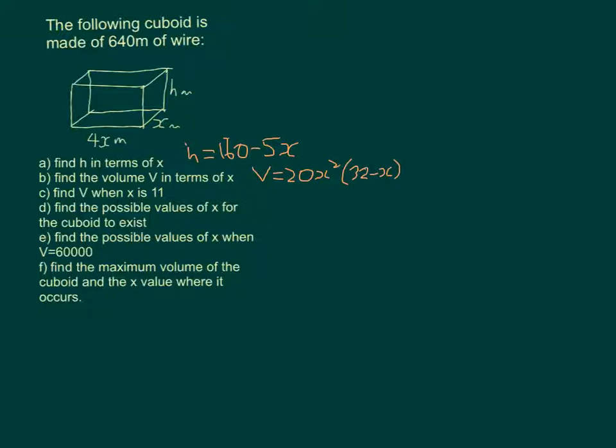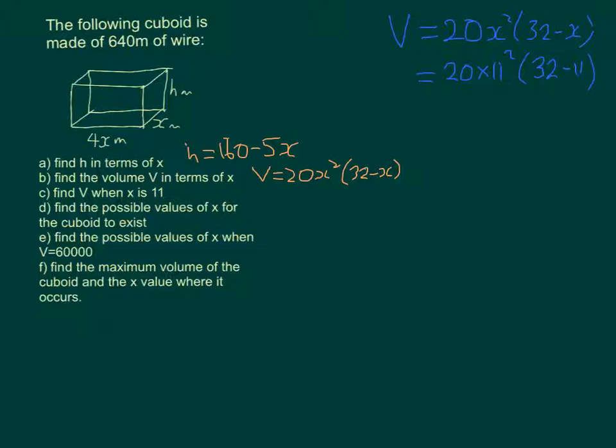Okay, for part C, it wants us to find V when x is 11. So I'll go up to the top here. V, this is just our equation from the last part, it was 20x squared, 32 minus x, and it wants to find V when x is equal to 11. So we simply substitute x equals 11 into this. So it's going to be 20 times by 11 squared multiplied by 32 minus 11.